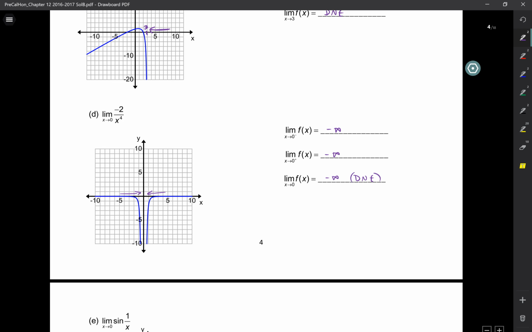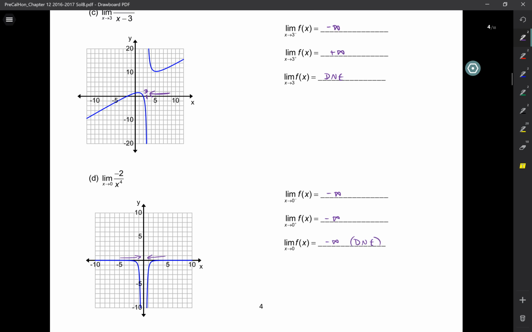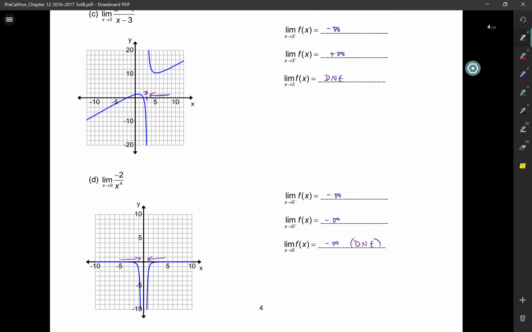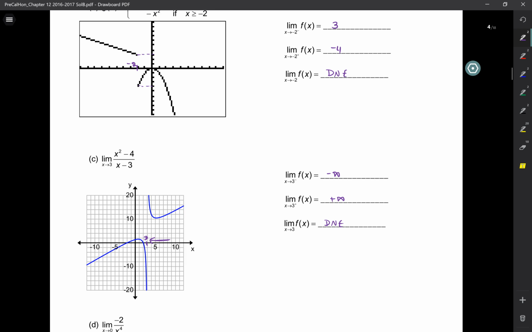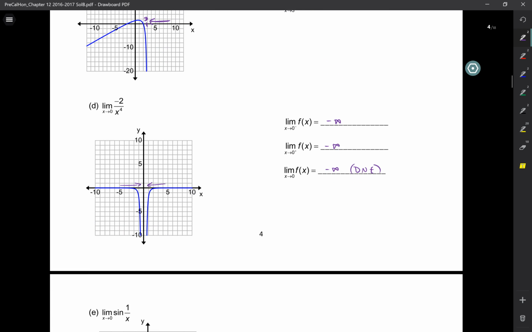However, listen. There is a huge difference between the DNE for part D and the DNE for part C. Look at how we got DNE for parts B and C. It was because the left and right limits were not the same, so it was just DNE. This one, the limits from the left and right are the same. They're both negative infinity. So for ones like this, where the limit is infinity, but you choose to say DNE, if you just write DNE without the negative infinity part, you cannot get full credit.